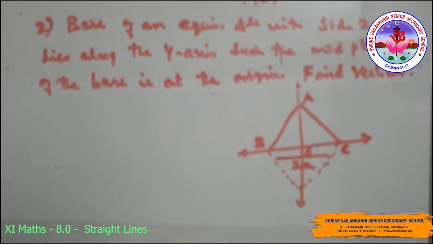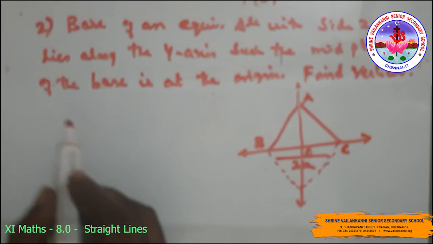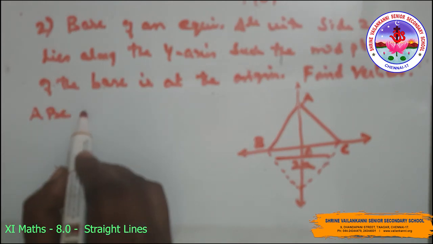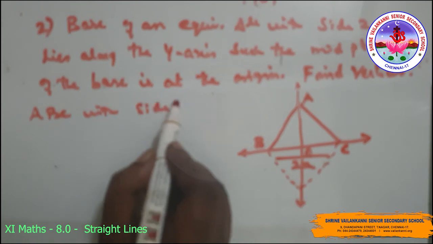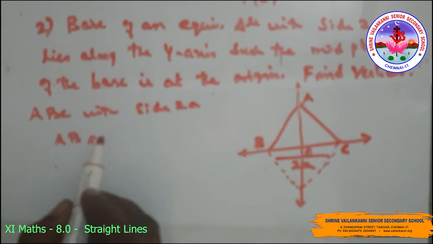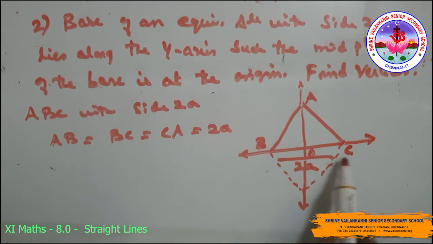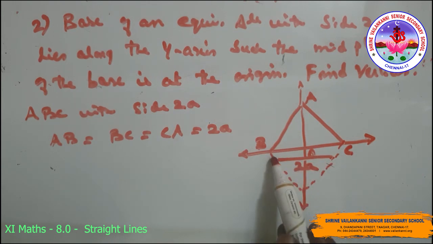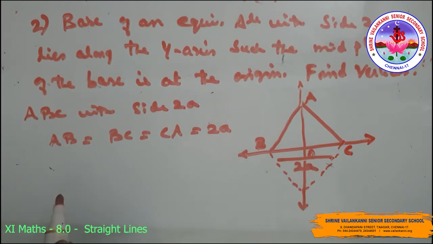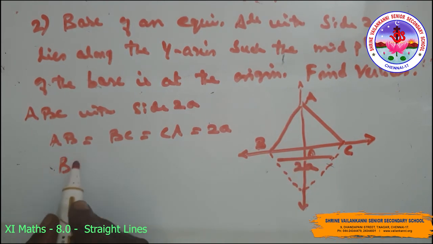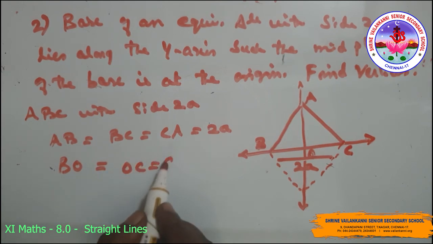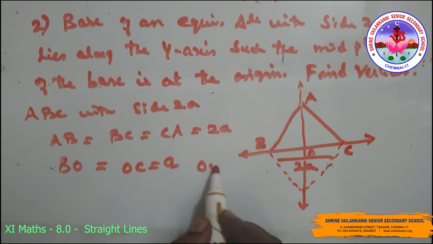Second question. The base of an equilateral triangle with sides 2a lies along the y-axis such that the midpoint of the base is at the origin. Find the vertices of the triangle. Let ABC be an equilateral triangle with side 2a. Accordingly, AB equals BC equals CA, which equals 2a. Assume that base BC lies along the y-axis such that the midpoint of BC is at the origin. That is, BO equals OC equals a, where O is the origin.